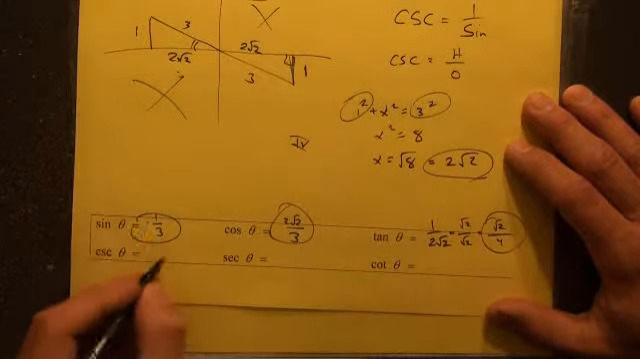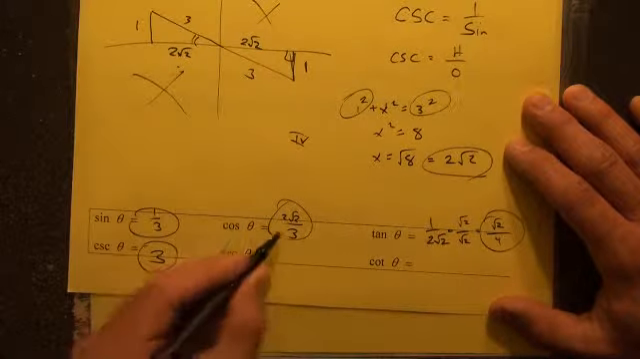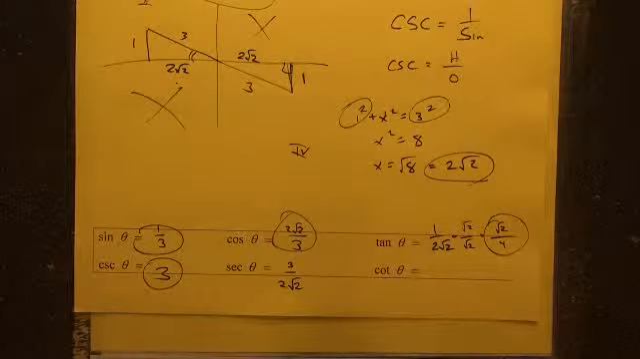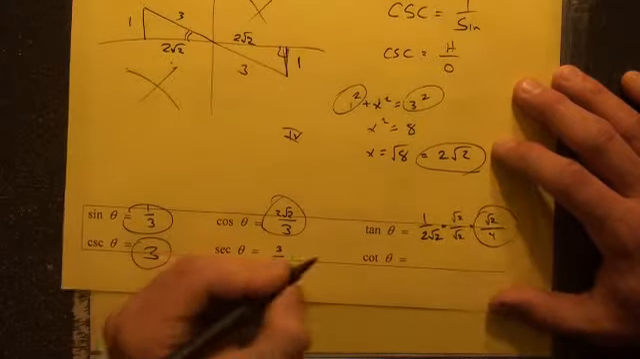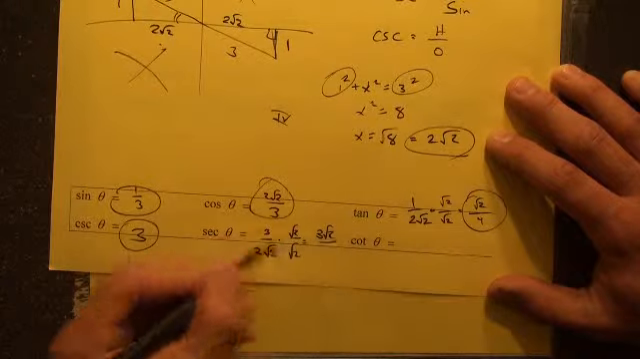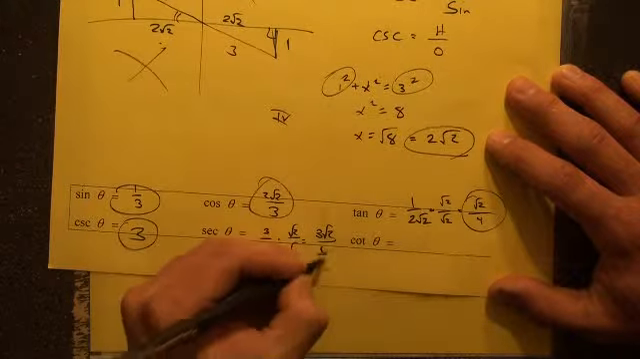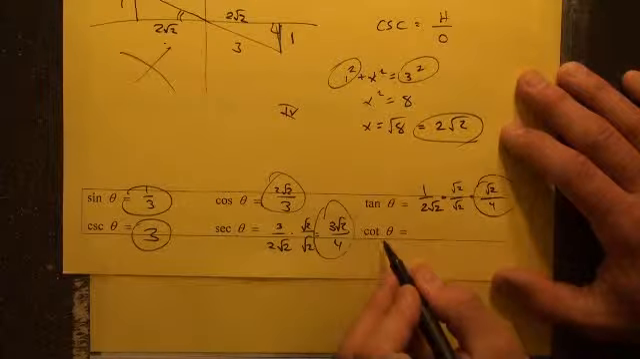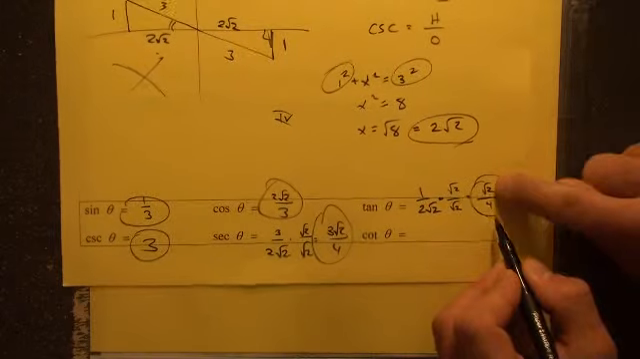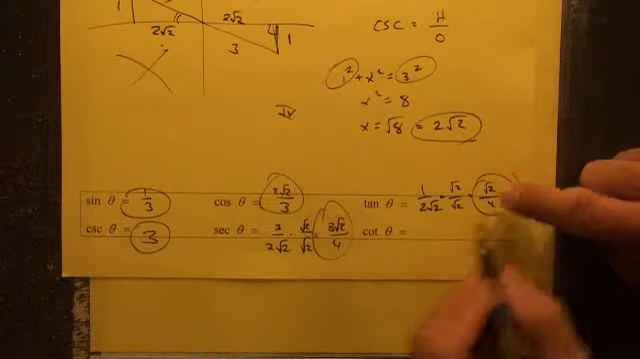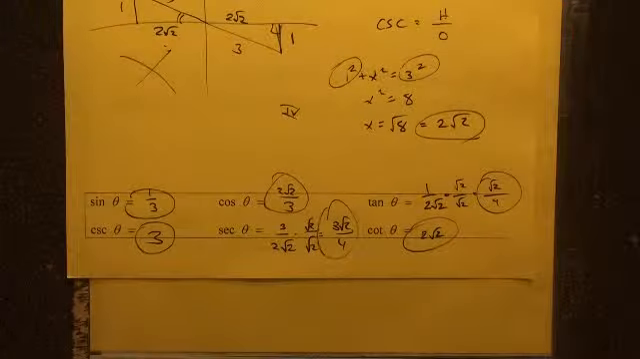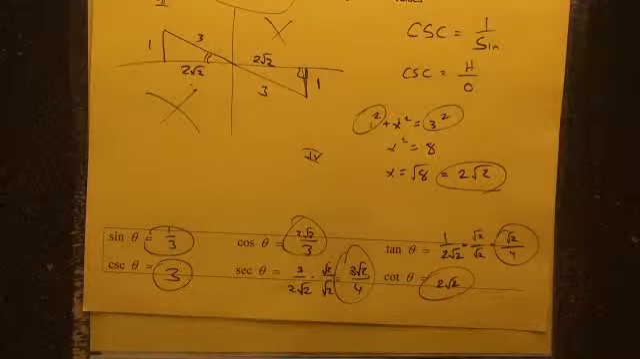Next, cosecant, inverse of sine, 3. Secant, inverse of cosine, that'll be 3 over 2 root 2. Then we're going to multiply by root 2 over root 2, that's multiplying by 1, and we get 3 root 2 over 4. And then cotangent would definitely be the inverse of tangent. Now don't flip this over, because that's going to have an irrational number in the denominator. Flip over the original. That's simply 2 root 2. Then go through and double check your negatives.